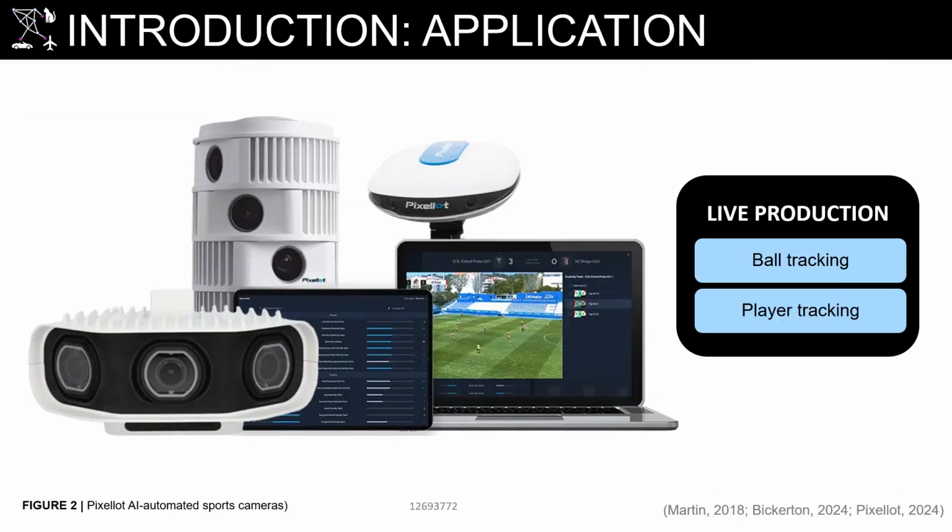On the live production side, Pixelot's AI automated sports camera automatically follows the action using ball and player tracking. The object recognition was trained using convolutional neural networks on over 5 million games across a range of sports. Martin, 2018, Bickerton, 2024. This tracking further enables real-time player analytics, helping kids, niche sports, and professional leagues automatically stream matches while improving their game. Pixelot, 2024.